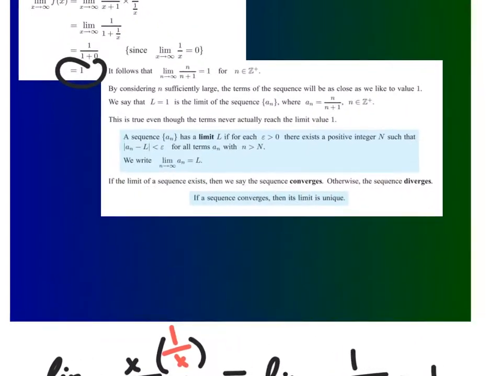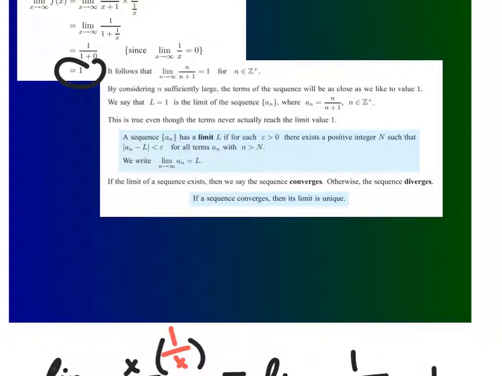So let's read the rest of this. By considering n sufficiently large, the terms of the sequence, I'm right here, will be as close as we like to the value 1. We say that the limit then equals 1, and we can apply that then to the sequence, even though we've talked about it as a function. If the sequence is convergent, then its limit is unique.